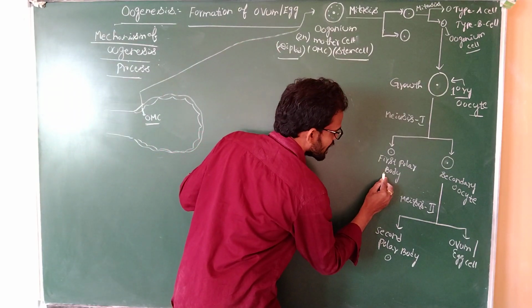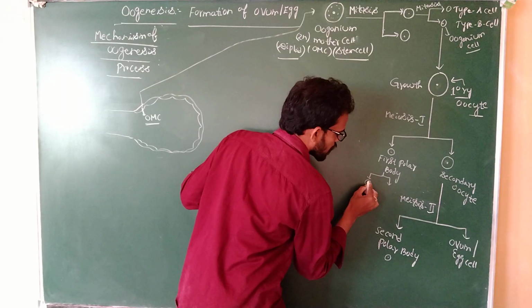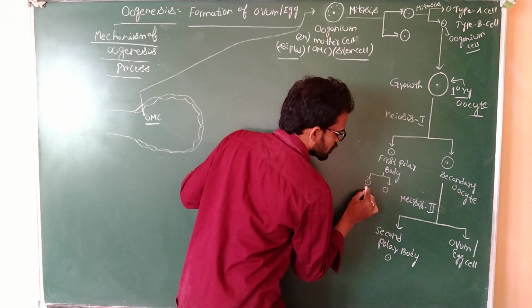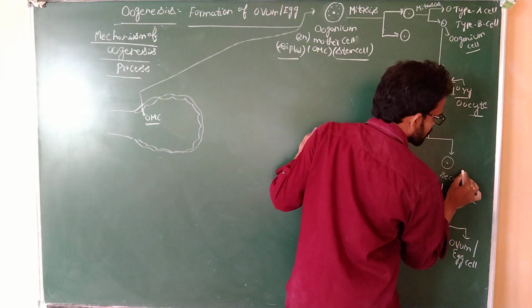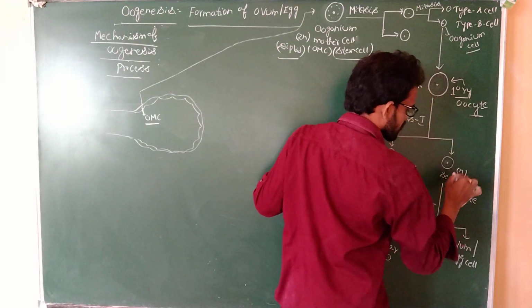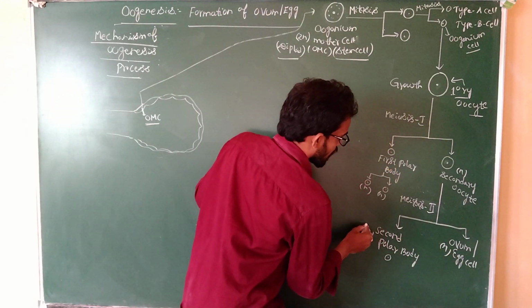This polar body again divides into two. This is also the secondary oocyte, in the haploid condition. The secondary oocyte cell is in the haploid condition. The second polar body is also in the haploid condition.